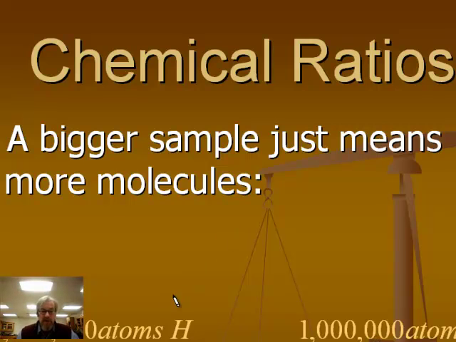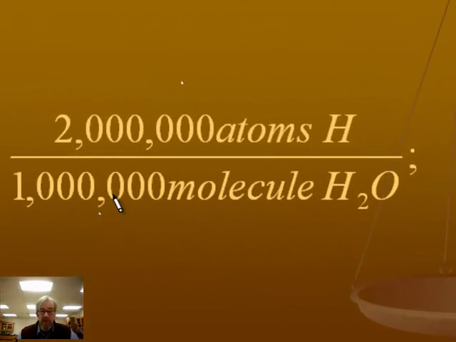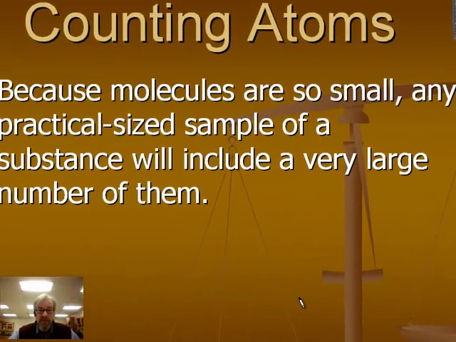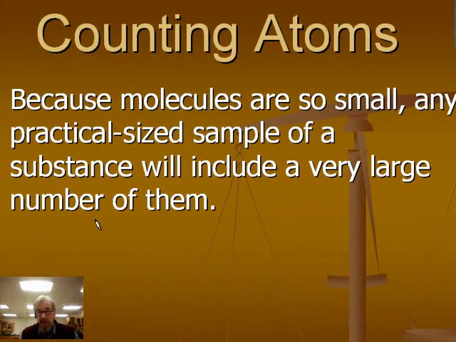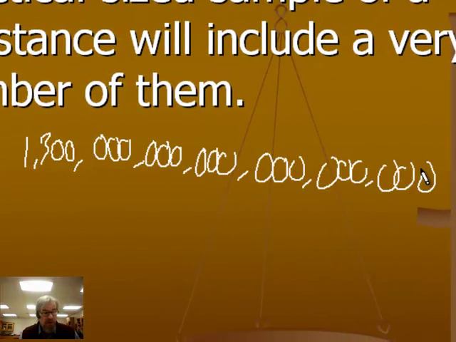So while there are 2 atoms of H for every 1 molecule of H2O, there would be 2 million atoms of H for every 1 million molecules, or 1 million atoms of O for every 1 million molecules of H2O. Bigger sample just means more molecules. In any reasonable sized sample of an actual substance, there will be a huge number of molecules because molecules are so tiny. For example, a drop of water, here is how many molecules of water are present. That's a huge number. Those kinds of numbers are used all the time in chemistry if you're counting actual teeny tiny particles like atoms, ions, or molecules.